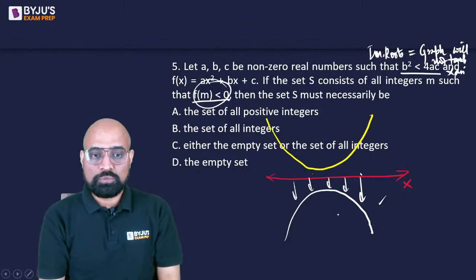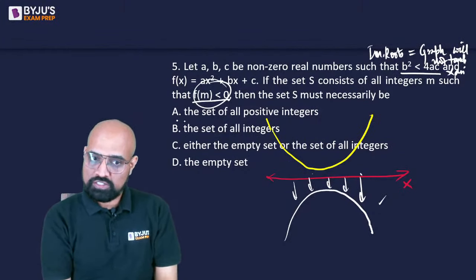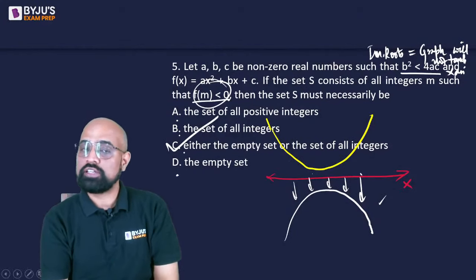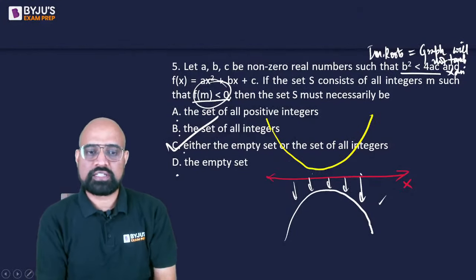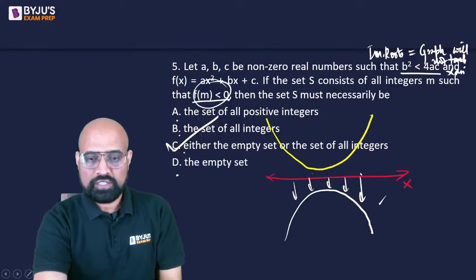So it can be either of these two. Set of all positive integers, yes. Set of all integers, yes. Either the empty set or the set of all integers, yes. Empty set. So actually A, B, D all three are possible. C gives us the better option, right?